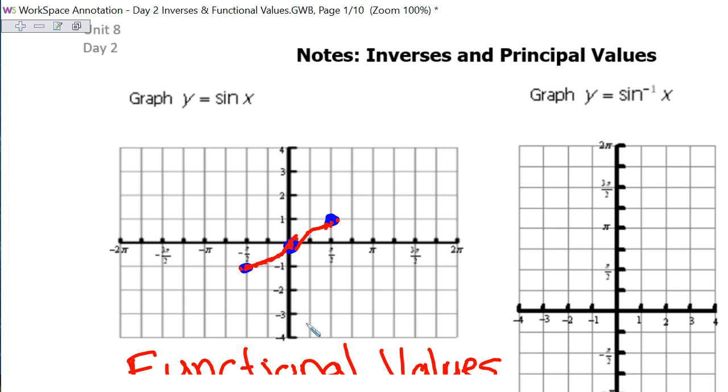Now sometimes this is referred to as principal value. You might want to make a note of that as well. So functional or principal.